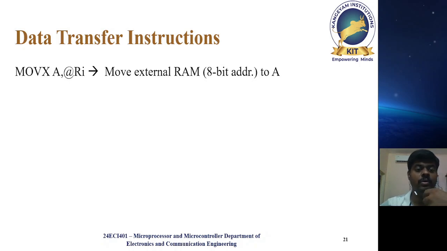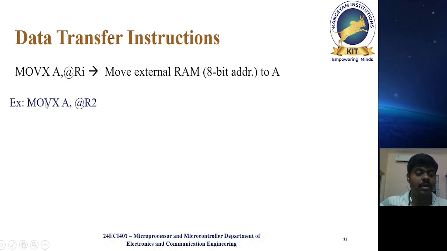In this video, we are going to see the instruction called MOVX A comma at of RI. This instruction has a unique term called X, which is introduced in this instruction. In previous instructions, we have not seen any X term introduced. So this instruction states MOVX A comma at of RI. Here X represents that data will be processed between the external memory location which is connected to the 8051.